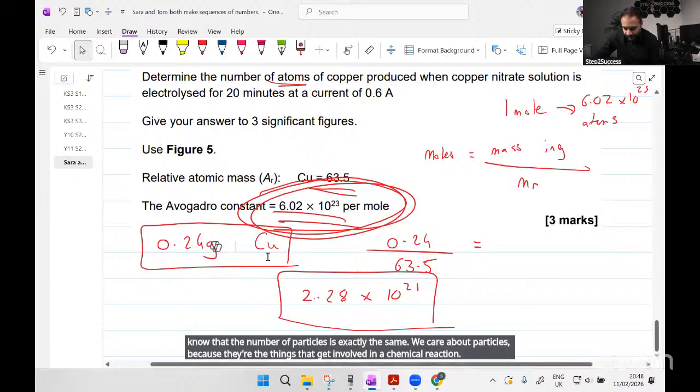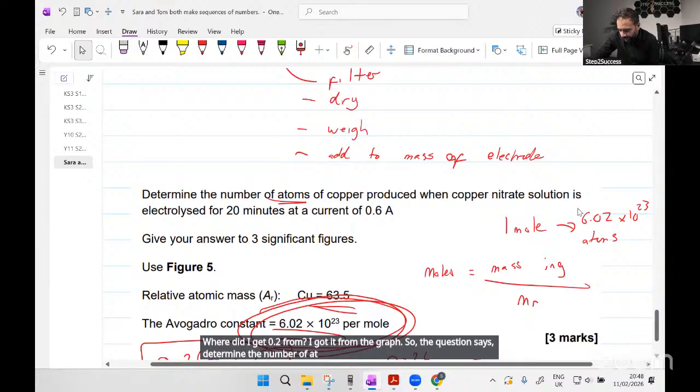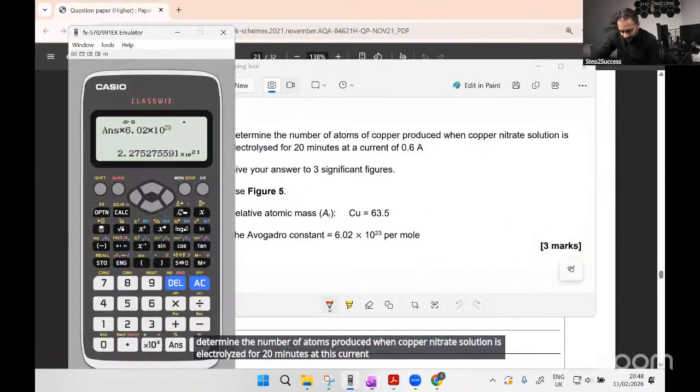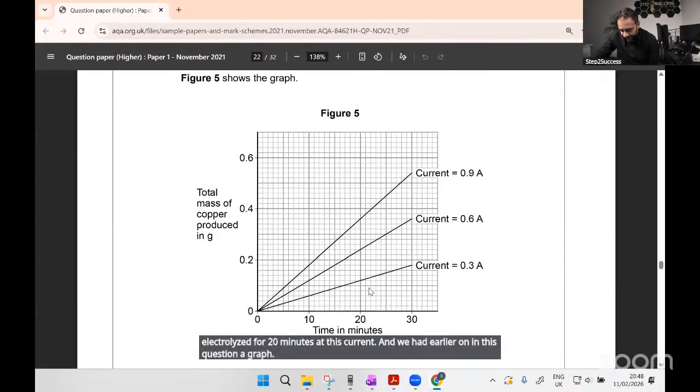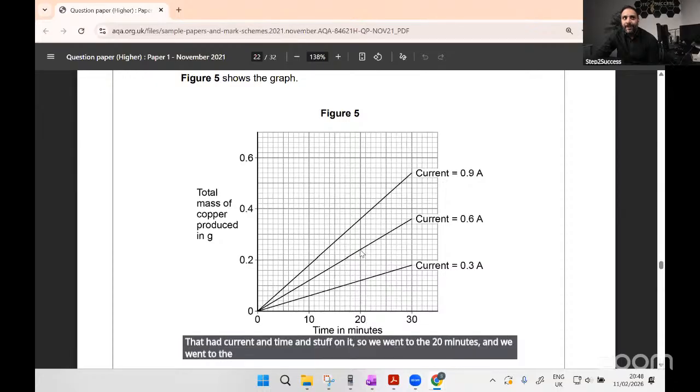Where did I get 0.24 from? I got it from the graph. So the question says, determine the number of atoms produced when copper nitrate solution is electrolyzed for 20 minutes at this current. And we had earlier on in this question a graph that had current and time on it. So we went to the 20 minutes and we went to the 0.6 amp line and read across, and that gave us 0.24 there.